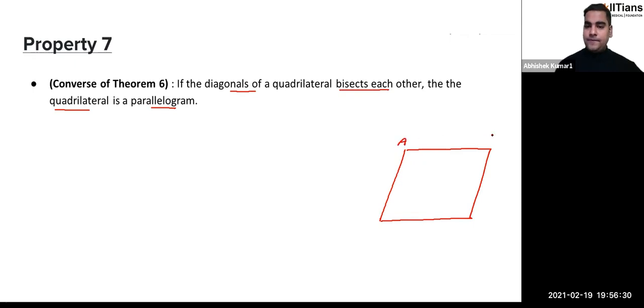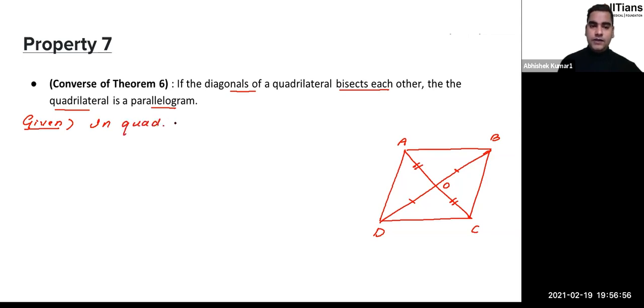Let's say this is A, B, C, D, and the diagonals of this quadrilateral are bisecting each other. That is, let's say O. So DO is equal to OB and AO is equal to OC. So what are we given? We are given in quadrilateral ABCD, AO is equal to OC and DO is equal to OB. That is what you are given.